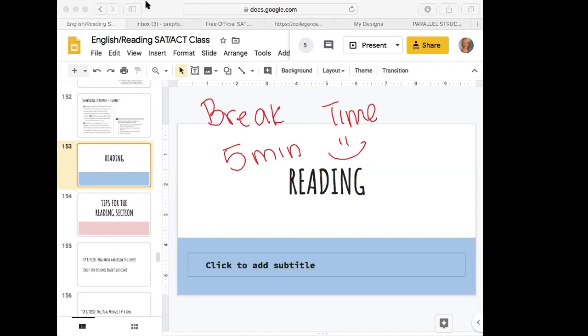All right, so let's regroup. Let's get back together. We'll go over some of the reading tips now. So again, feel free to type in the group chat if there's anything in particular that you want to go over within the reading section. We're just going to do a little bit of everything, general tips and tricks, but if there's something that you really want to discuss, make sure you type that in the group chat.